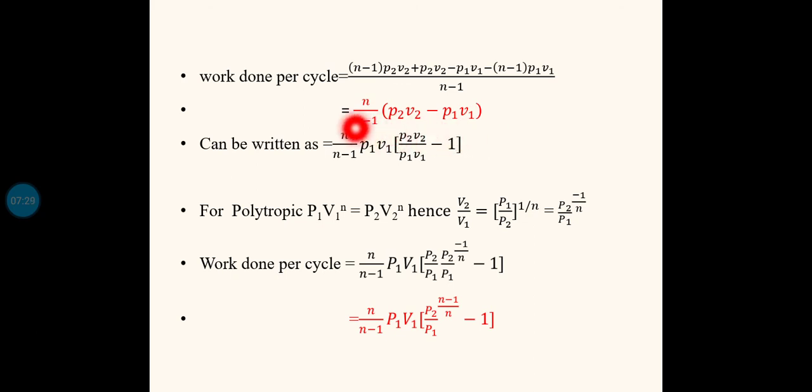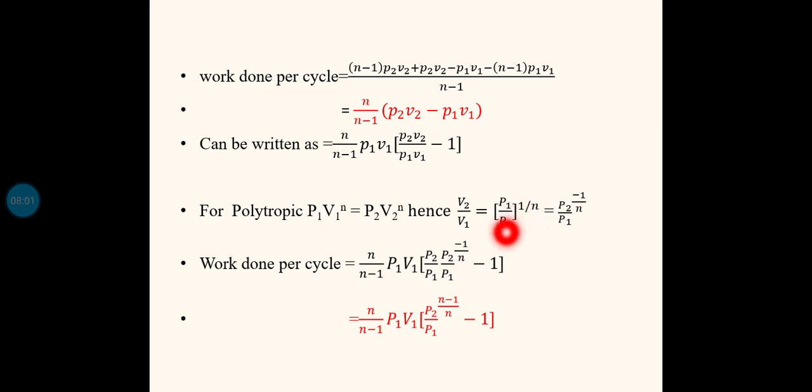So this is the equation for work done per cycle, and this can be written as n by n minus 1. I am taking this P1 V1 outside, so n by n minus 1 P1 V1 into P2 V2 by P1 V1 minus 1. So for the polytropic process we have P1 V1 raised to n is equal to P2 V2 raised to n. From this equation you will get V2 by V1 raised to n is equal to P1 by P2. Therefore V2 by V1 will be equal to P1 by P2 all raised to 1 by n.